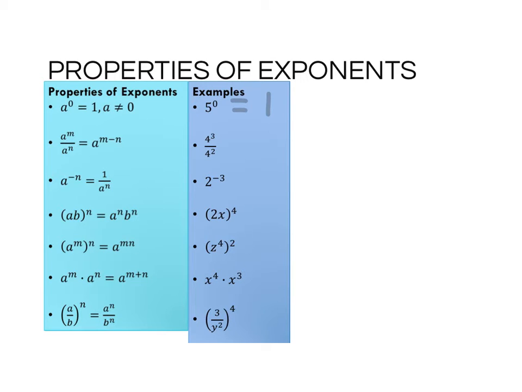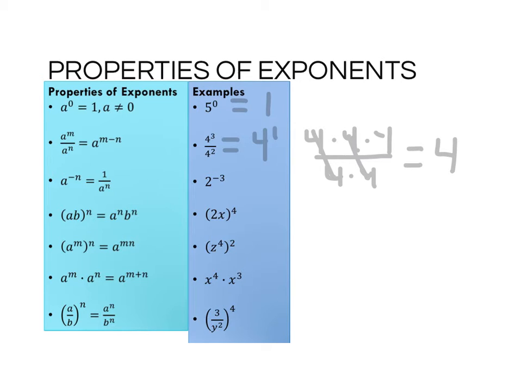If we have a fraction over a fraction with the same base, different powers, we will subtract the exponents. So 4 cubed over 4 squared is 4 to the first. And we know that because if we were to take 4 times 4 times 4 divided by 4 times 4 for 4 squared, these would cancel out and we just have 4.